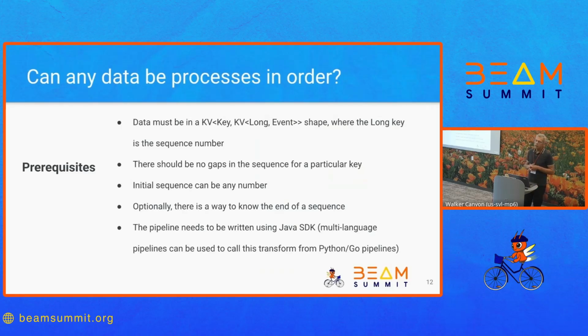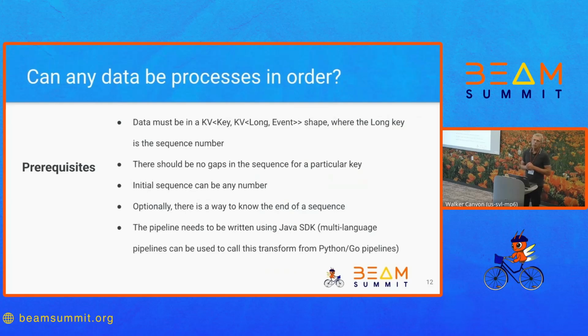And so, in essence, the way to think about this is you need to send to this transform a PCollection that's keyed by, let's say, stock ticker symbol, correct? Microsoft or something like that. You need to say, this is event number 1, event number 2, number 3, number 4, and the event itself is a buy order, sell order with prices and whatnot.